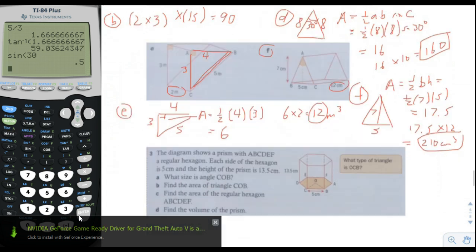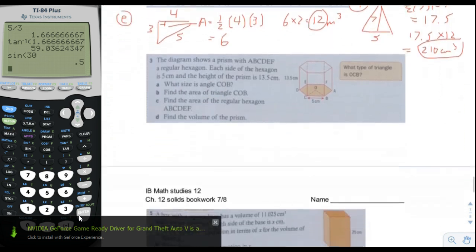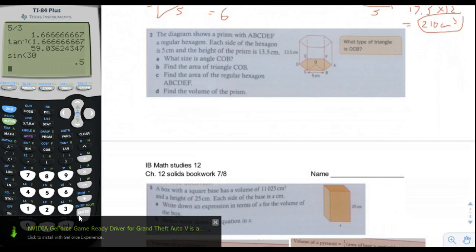All right. Number 3, last one on this page. The diagram shows a prism, ABCDEF, which is a regular hexagon. Each side of the hexagon is 5 centimeters, and the height of the prism is 13.5. What is the size of the angle COB? COB. So COB, let's draw out the base of this prism. And it's a hexagon. And they want to know what is the angle COB, which is that angle there.